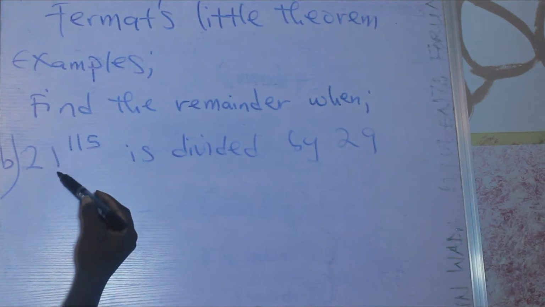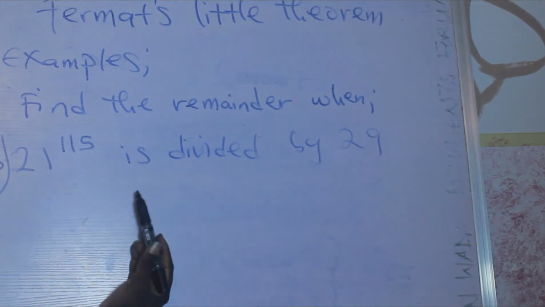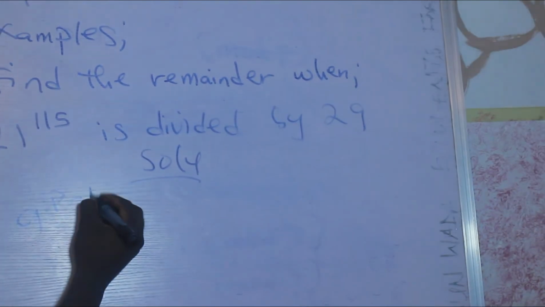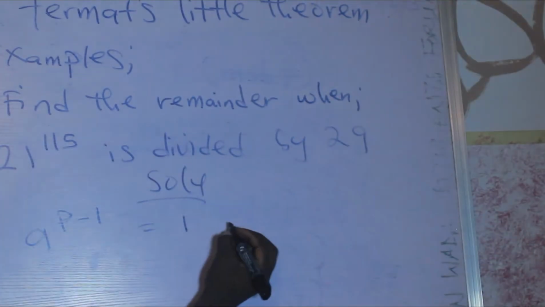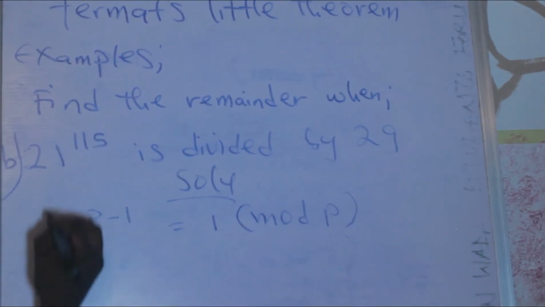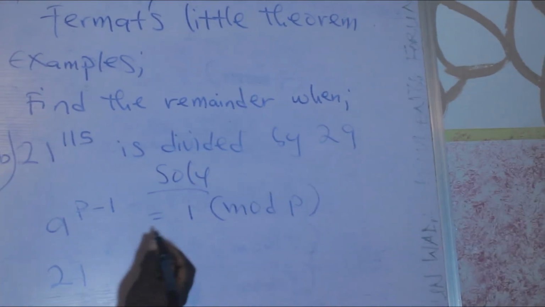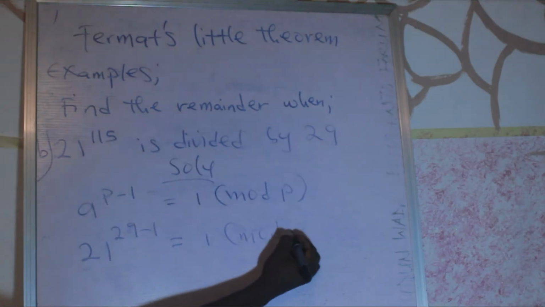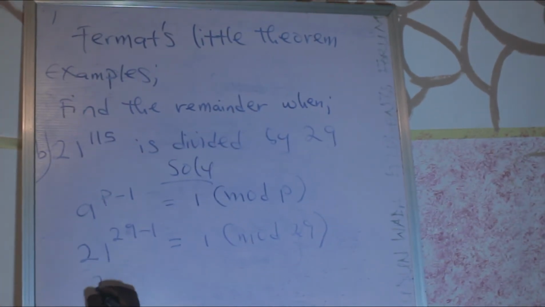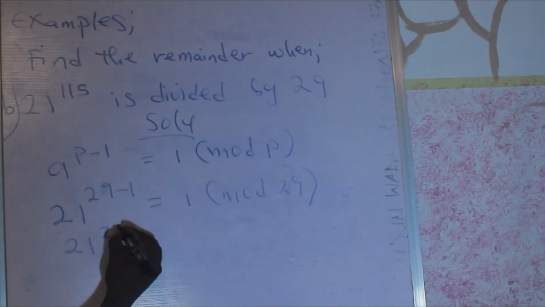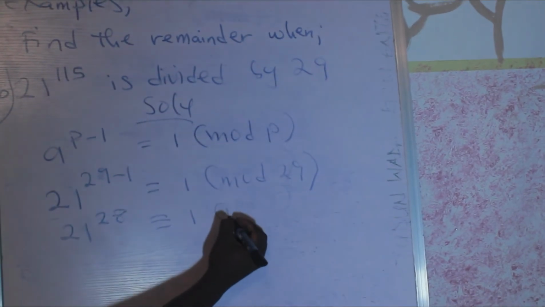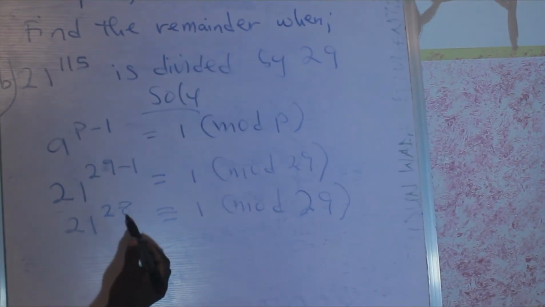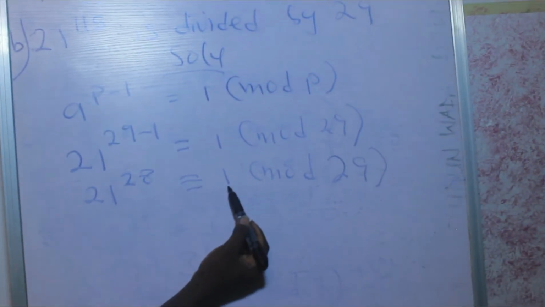This is another example. We want to find the remainder when 21 raised to the power 115 is divided by 29. As you can see, this is a very big number. So we are going to express it with a raised to the power p minus 1 is congruent to 1 mod p. As usual, we have 21 as our a, then 29 as our p. 29 minus 1 is 28, so it's congruent to 1 mod 29. This means that when 21 raised to the power 28 is divided by 29, we get the remainder 1.